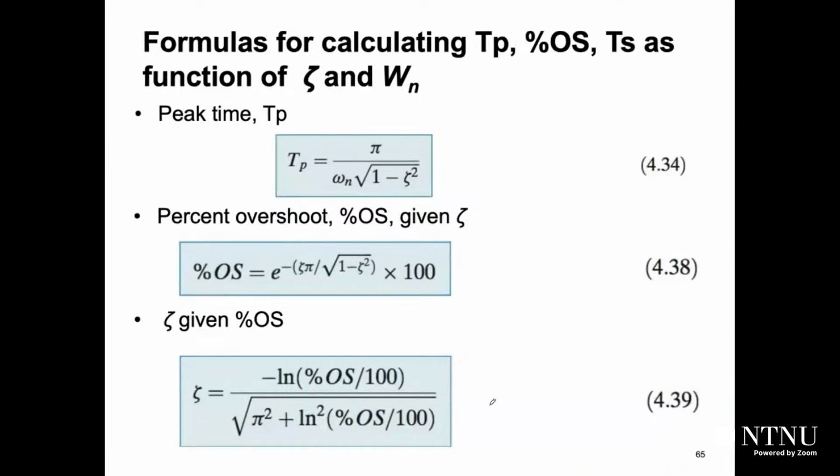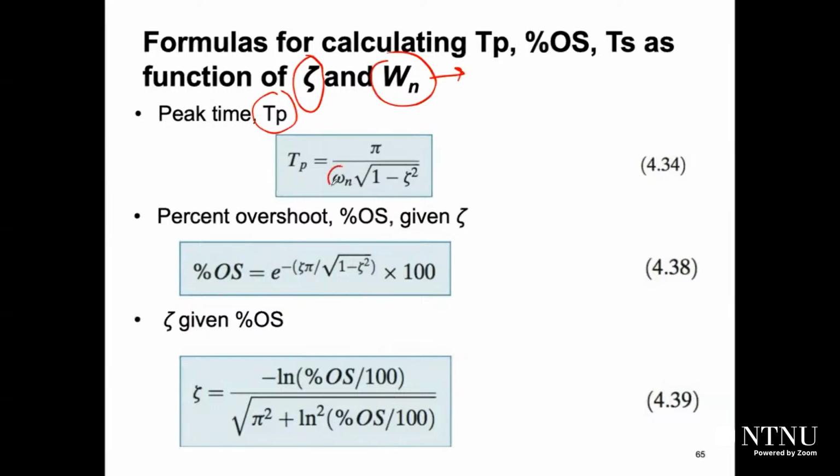There are some formulas for calculating peak time, percentage overshoot, and settling time as a function of zeta and omega. The most important thing is to find the damping ratio and the natural frequency. Once you have the damping ratio and the natural frequency, you will be able to calculate all other parameters. For example, to get the peak time, the peak time will be pi divided by omega n multiplied by square root of 1 minus zeta square.